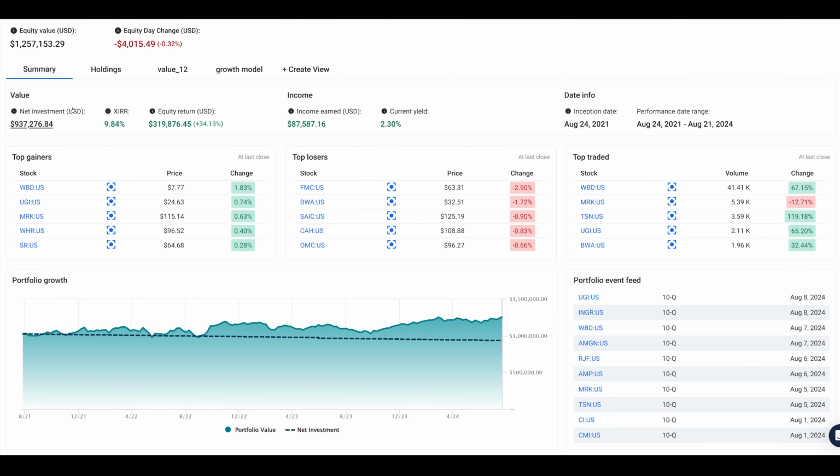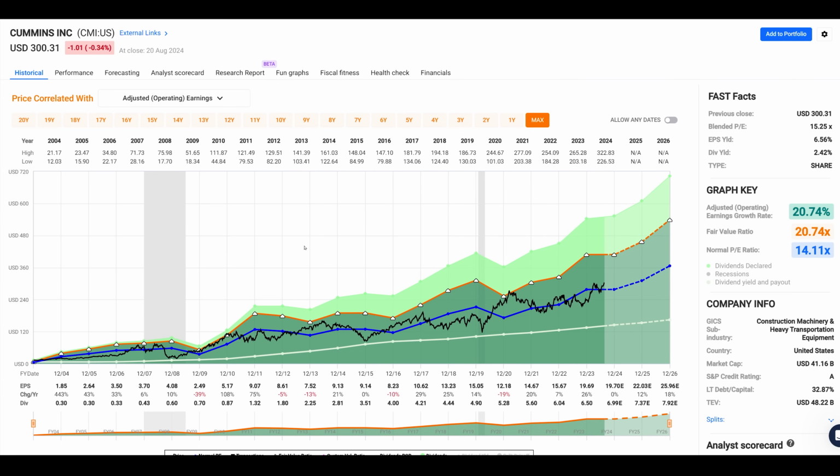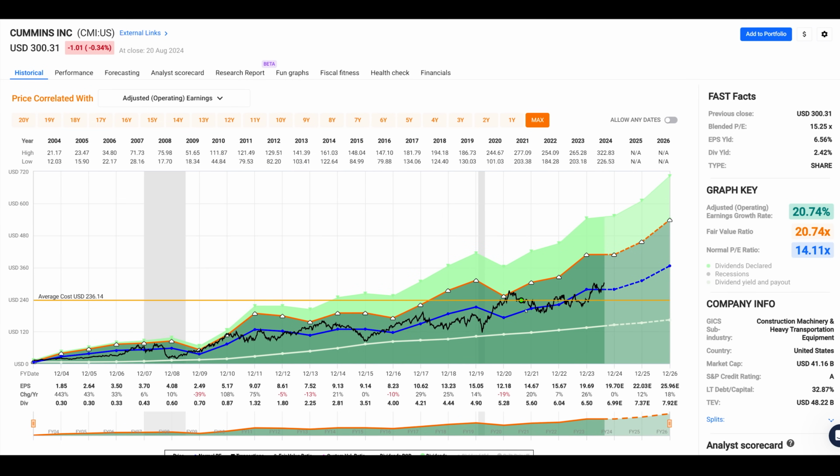Now, from a performance point of view, let's go into the holdings here. So just pick another one. Let's pick Cummins, one that I haven't shown you yet. And let's do this process that I've been doing, though not as much. So here it was undervalued, above the blue line but below the orange line when we bought it.